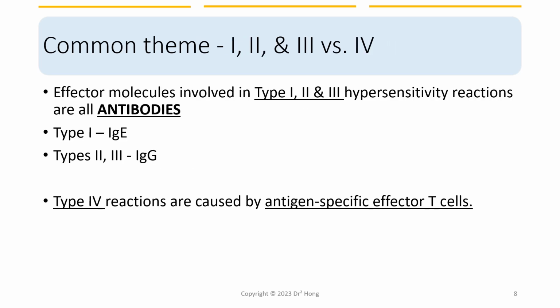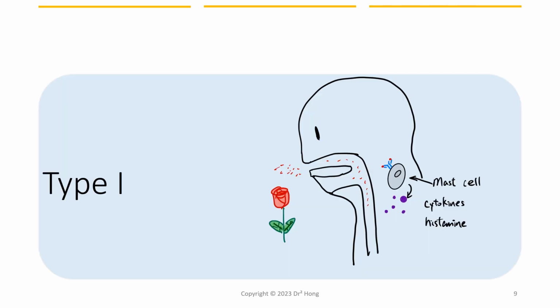I don't know if you have noticed the common theme yet, but let's take a look here. The first three types of hypersensitivity reactions all involve the actions of antibodies. Type 1 involves IgE, and types 2 and 3 involve IgG. In contrast, type 4 is unique in that it is caused by effector T cells. In this lecture, we focus on type 1 hypersensitivity because it is the most common and symptoms can range from mild sneezing to serious anaphylactic shock.